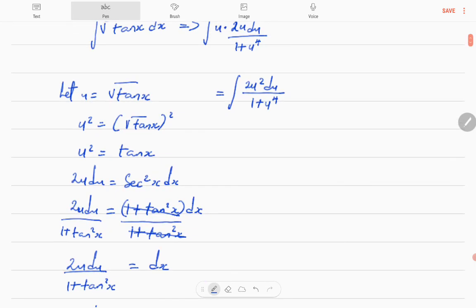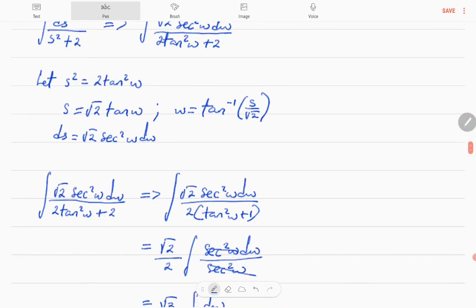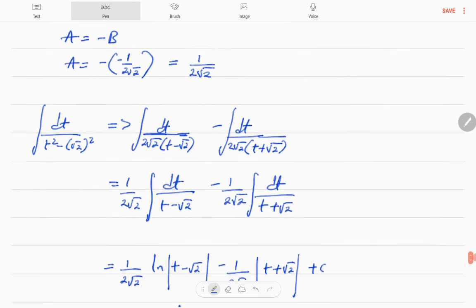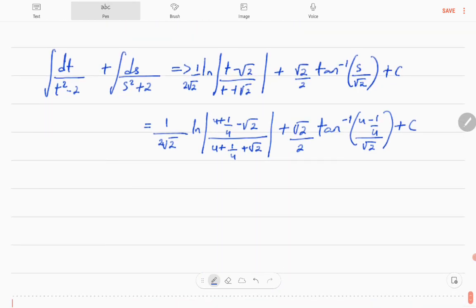And of course, we have our u here as square root of tan x. I'm going to substitute for every term of u. I'm going to substitute it with square root of tan x.